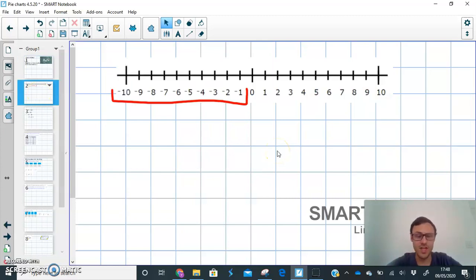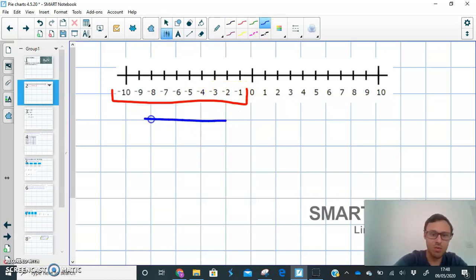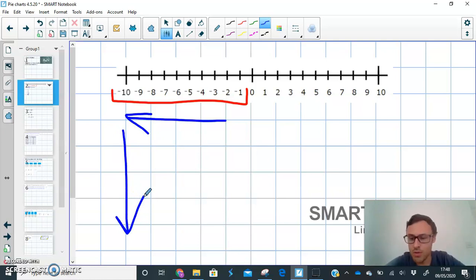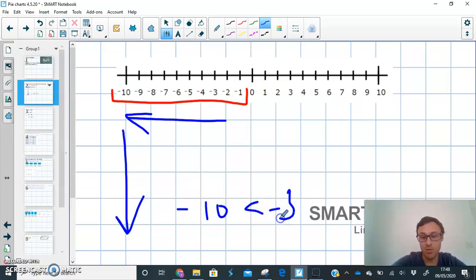Now, first thing, negative numbers in context. You will be really good at this. We've done it before. Obviously, you know numbers below zero are negative. And as you move further away from zero, going down the scale, you know that they are getting colder, they are getting smaller. So minus 10 is, in fact, smaller than minus 3.